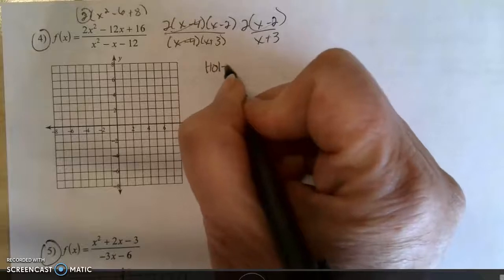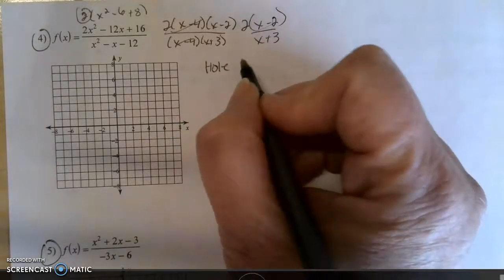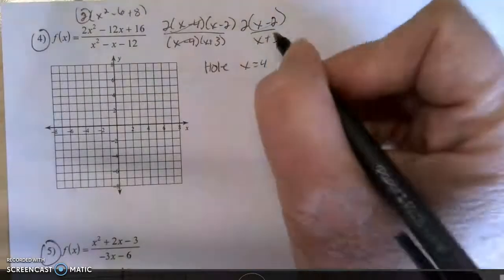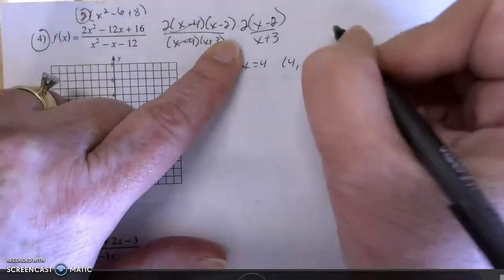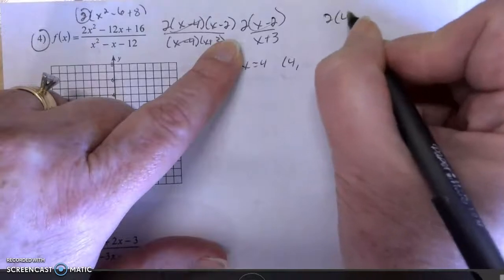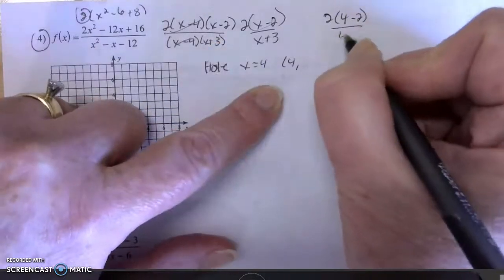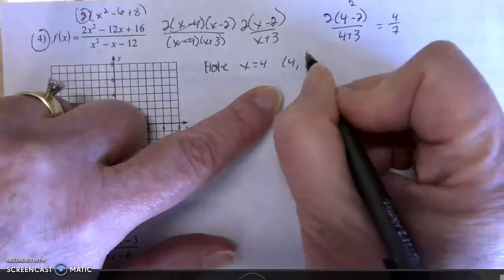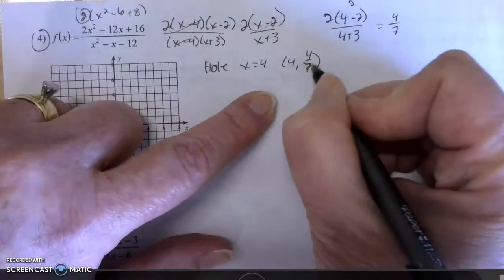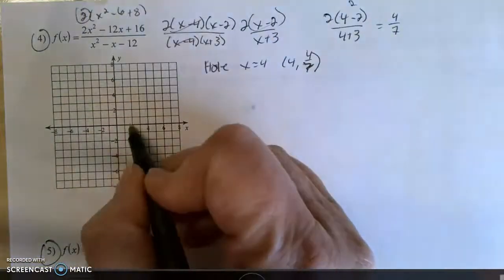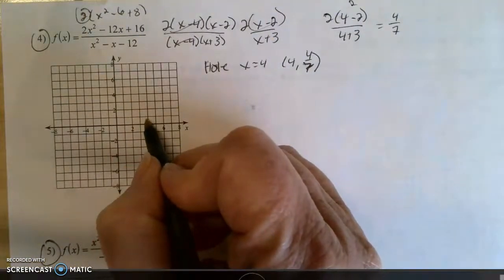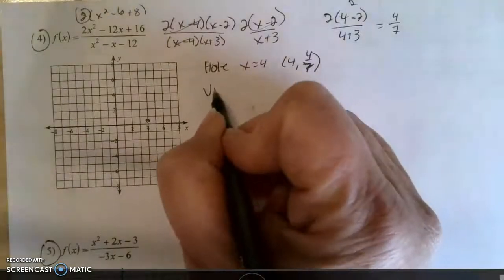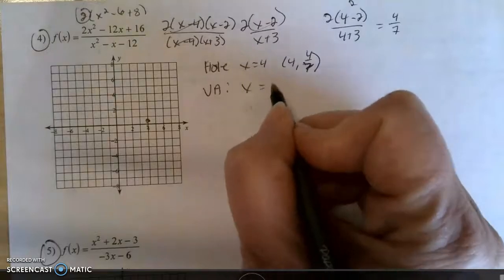Okay, so I've got a hole at x equals 4. I'm going to plug that in here. So I've got 2 times 4 minus 2 over 4 plus 3. So I've got 4/7. That's where my hole is. It's right in here somewhere. I have a hole. Okay, vertical asymptote. X equals -3.